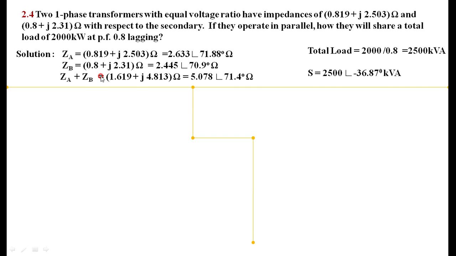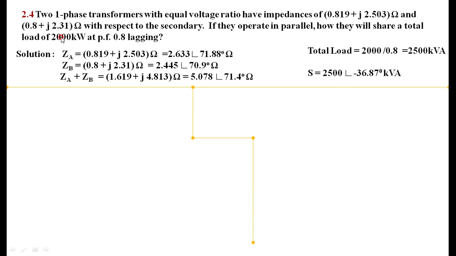Then in the equation we need ZA plus ZB also. Therefore, I am putting ZA and ZB in both the rectangular and the polar form. Then the load given is 2000 kilowatt at a power factor of 0.8 lagging. Then what is the kVA output of the two transformers? That is the actual load kVA.